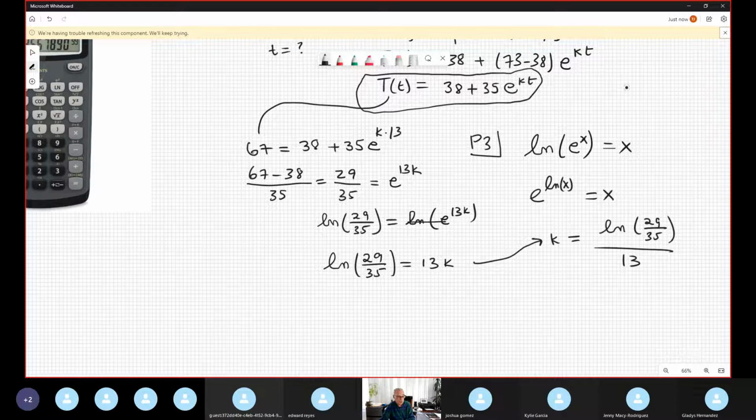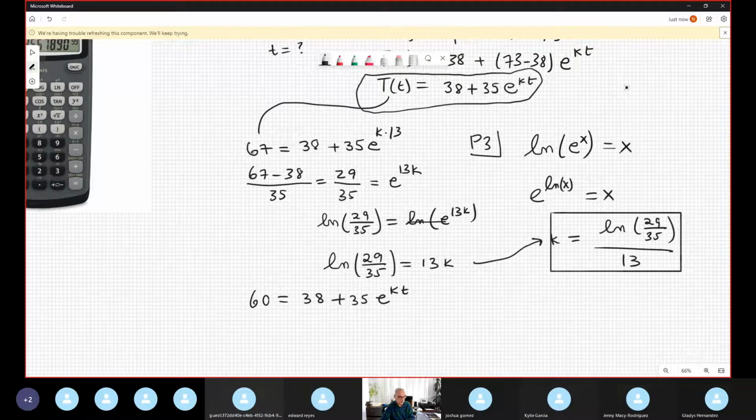Okay, now let's move on to condition 2. In condition 2, the temperature is 60. The equation is the same, but now I know k. I don't know t. It's my unknown. How long for the temperature to decrease to 60? Okay, let's do it quickly. This is 60 minus 38 divided by 35. This is subtraction. It's 22, no? 22 over 35 equals e to the kt.